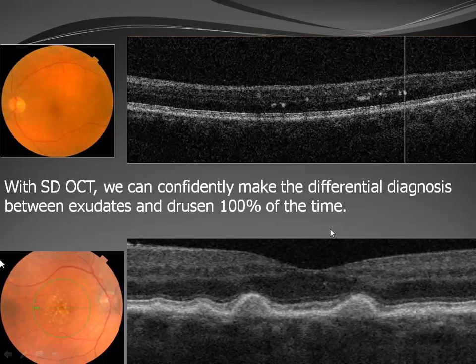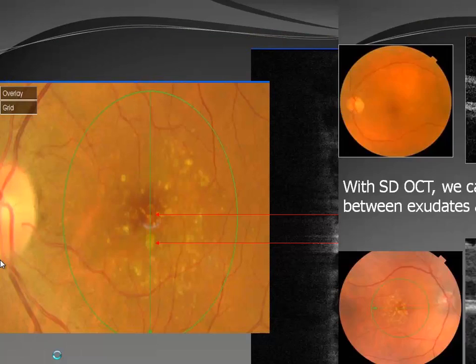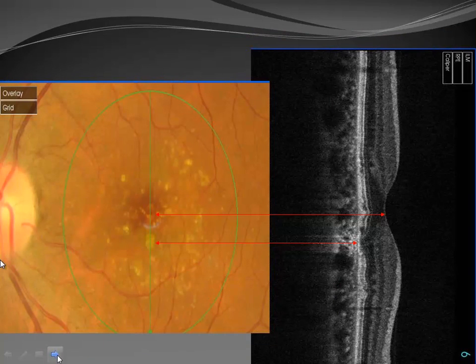And this is one of the reasons why 100% of optometrists and ophthalmologists should be using this technology, because it helps in so many ways to come up with the correct diagnosis. Spectral domain OCT is really dramatically useful.